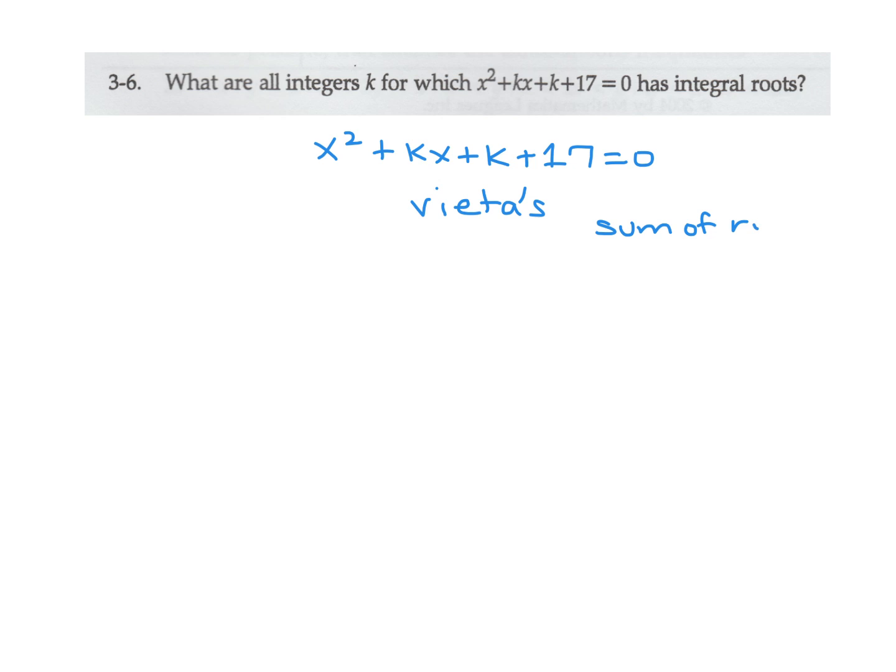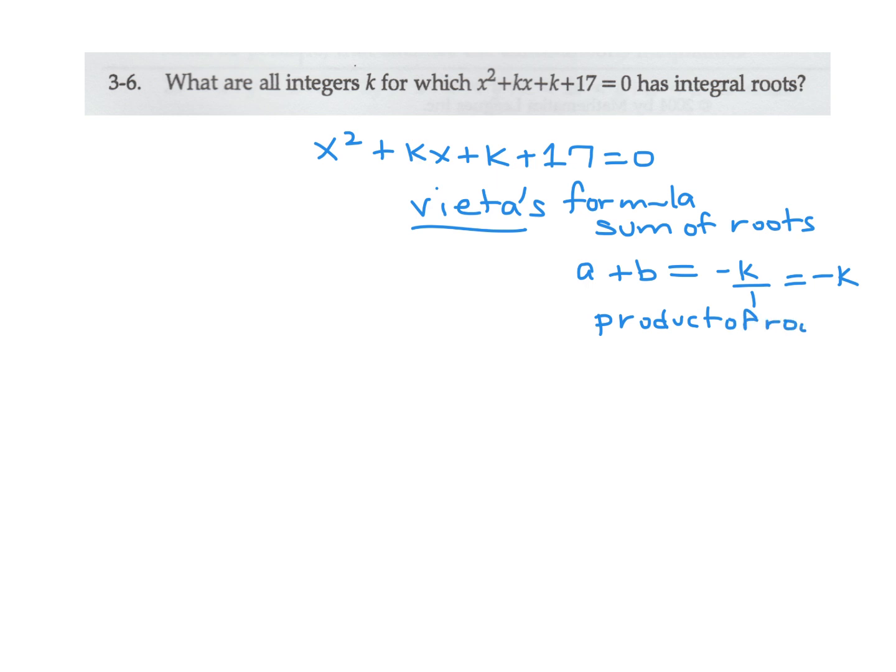If you use this equation, the sum of the roots, you can call them whatever you want. Let's say the roots are a and b. So the sum of the roots would be minus k over 1, which is just minus k, using Vieta's formula. And then the product of the roots, using Vieta's, and in our case our roots are designated a, b, would be k plus 17 over 1, which is of course just k plus 17. All right, that takes care of that.